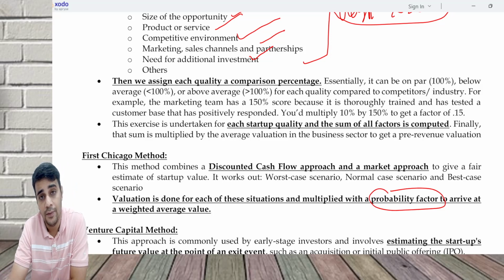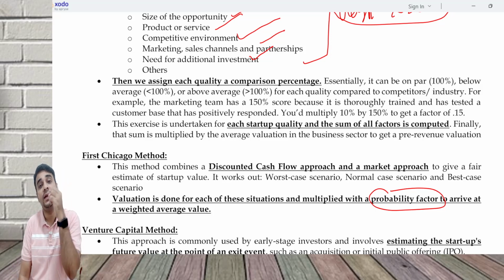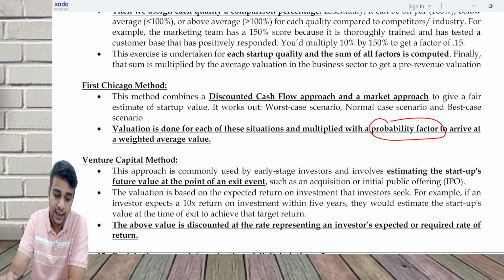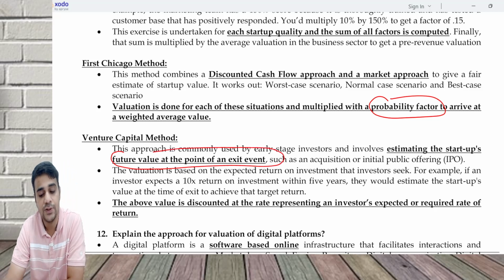Venture capital method. A venture capitalist is a person who is investing in a lot of startups. He is called an early stage investor. These guys, when they invest in a startup, will have in their mind something called an exit value. What value do I need at the exit? So they'll arrive at an exit value. This exit value needs to be discounted to today's value to arrive at the fair value of a startup. Estimating the startup's future value at the point of an exit event, based on the exit value, you arrive at the value today.